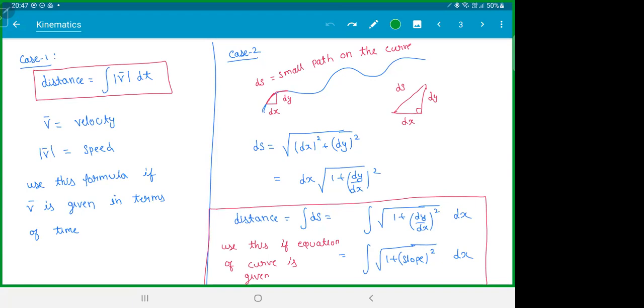So distance is speed into time, so that is integral mod v dt. Mod v is speed and v bar is velocity. And distance is integral root over 1 plus dy by dx whole square into dx. So dy by dx is slope.